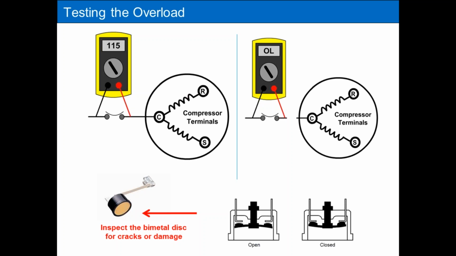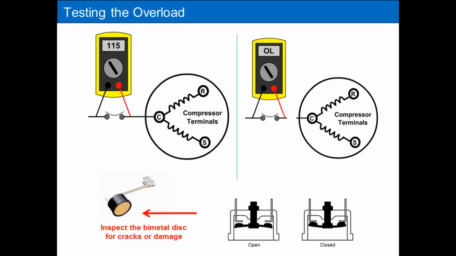Or you can disconnect the voltage from the compressor and do a resistance check across the overload with one lead pulled off. Pull one lead off of the overload and just go across the overload with an ohm meter. If you read continuity, the overload is good. If you read an open circuit, the overload is bad.